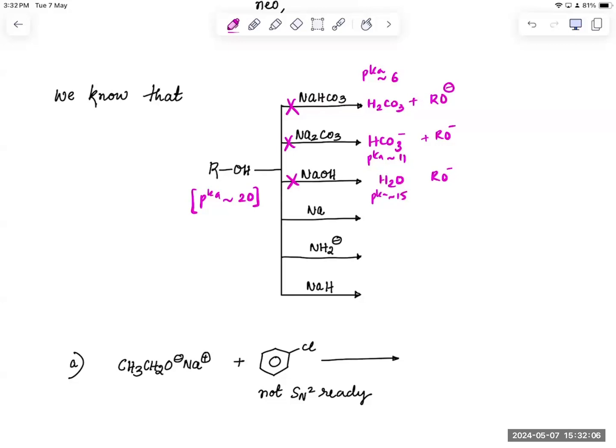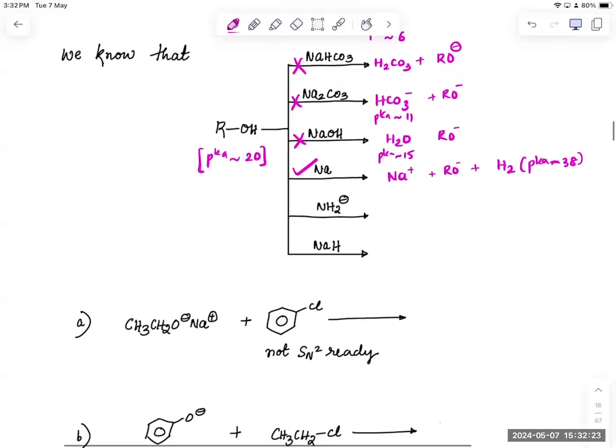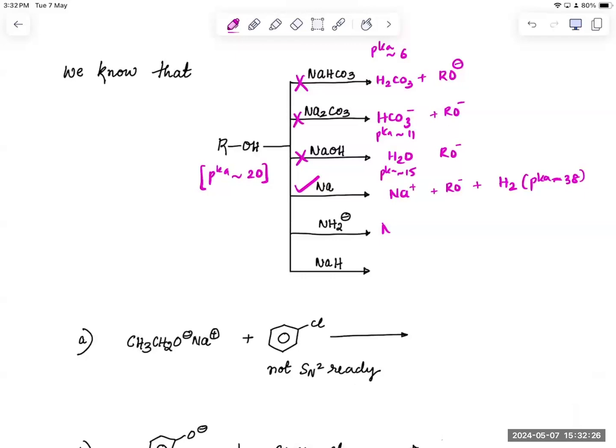Sodium can give electron and will become Na plus RO minus and H2. And pK value of H2 is around 38. That means this reaction can definitely take place. NH2 minus, I can make this as RO minus plus NH3, and NH3 pK value is around 38. So that is also going to happen. NH minus also will become R minus and H2. So this also has pK value around 38, so this reaction will also happen.